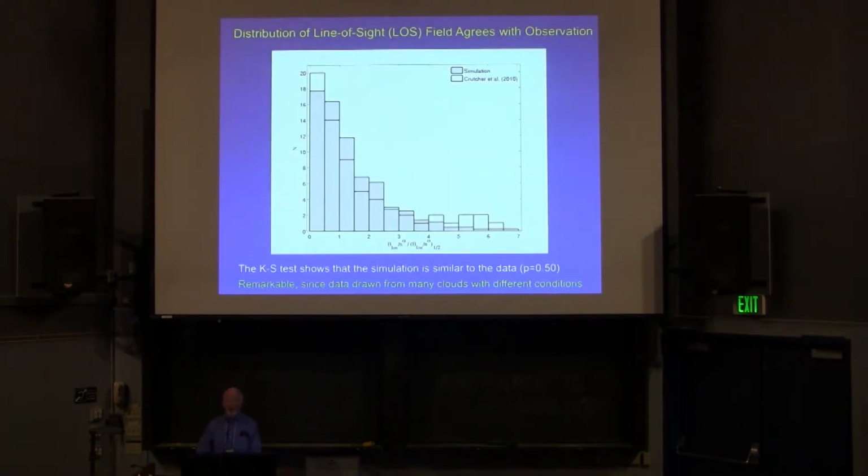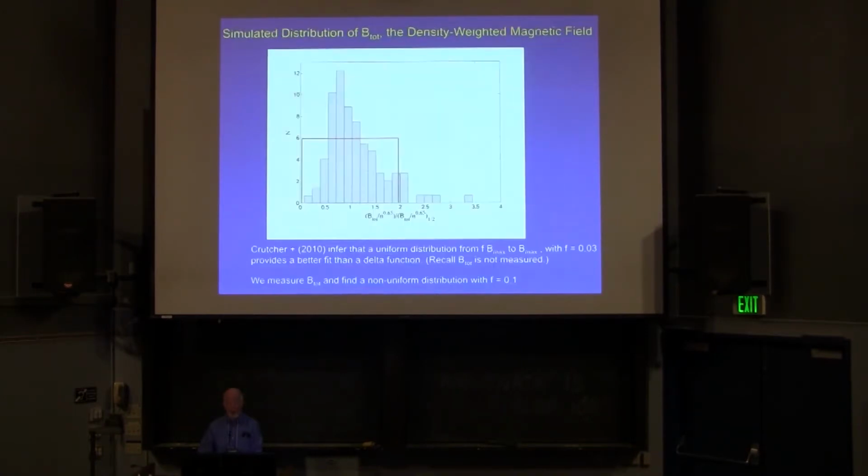So what about the distribution of the line of sight fields? That also agrees with the observation. Here we have the number of objects versus the ratio of the line of sight B normalized to n to the alpha, and then divided by the median value. The gray part is our simulation, and the whites are the observations. And you can see they agree pretty well. If you do a Kolmogorov-Smirnov test, you find that it is in fact consistent with being similar to the data. The p-value is 0.5. And again, I emphasize that this is amazing because we had one simulation, and the observers have a wide range of molecular clouds.